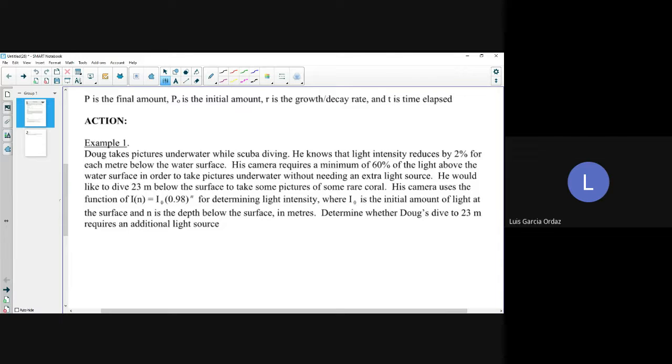So we have our rate, which is 0.98, which we don't need. What is my I0? What is the minimum amount of light he needs above the water? It's a percentage here. 60%. So what's 60% as a decimal? 0.6. Okay. And n says how many meters below the surface it needs to go? 23.